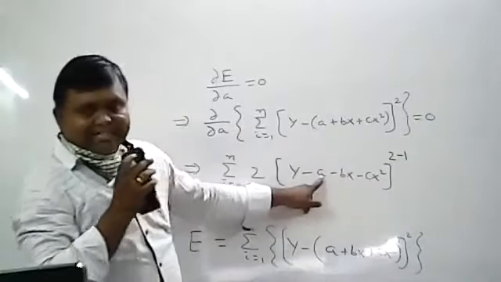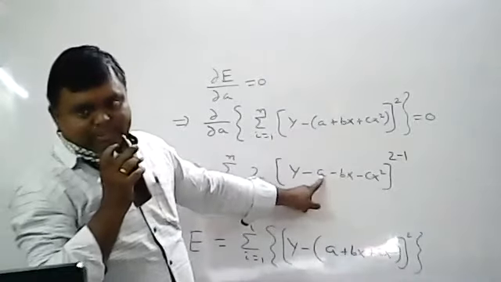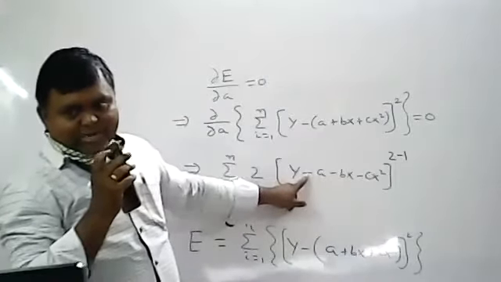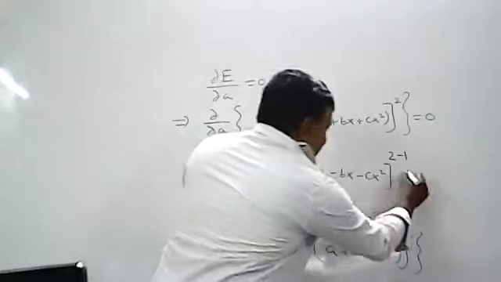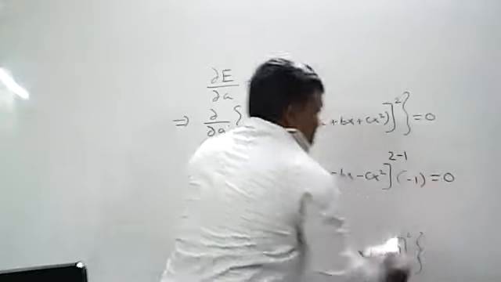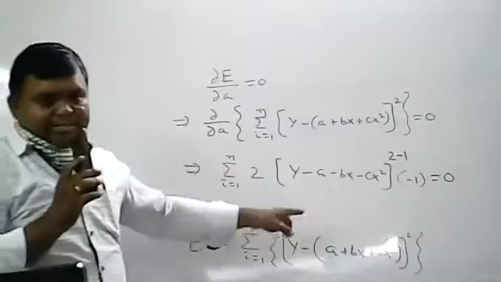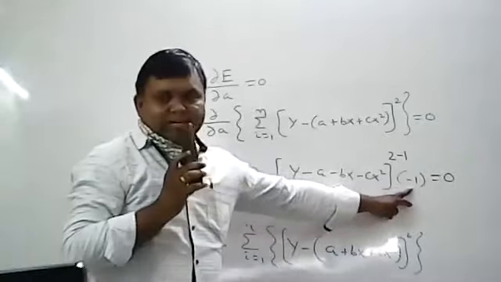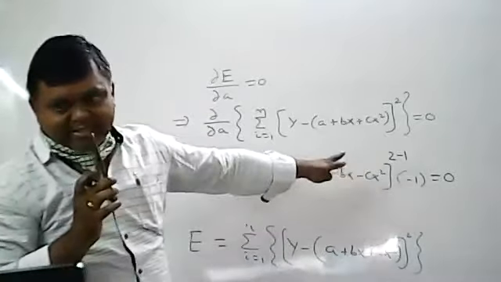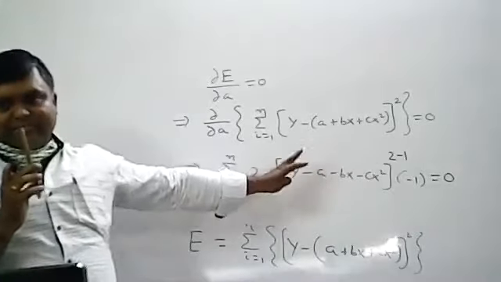So only the A term exists. Partial differentiation of A with respect to A is 1, and 1 into minus 1 is minus 1. So you will get minus 1. Yesterday you did the same concept: with respect to A you get -1, and with respect to B you get -x. Yesterday I already did the straight line, the same thing.